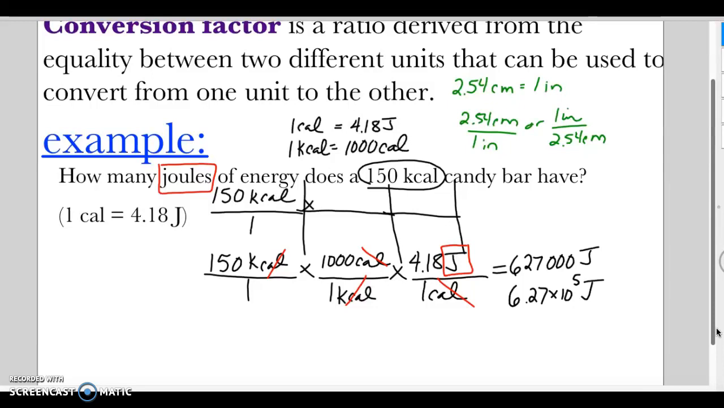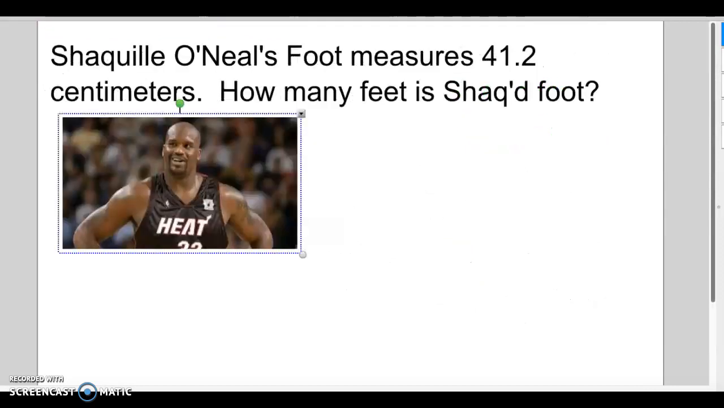Later you'll learn about significant figures. There are 2 significant figures in the 150 kilocalories, so we would actually round this to 6.3 times 10 to the 5th joules. You'll learn more about that very soon. So let's continue. I'll just show you a few more examples.